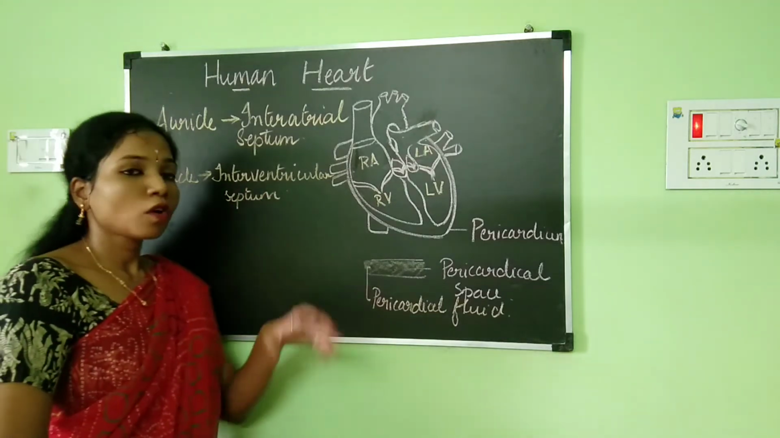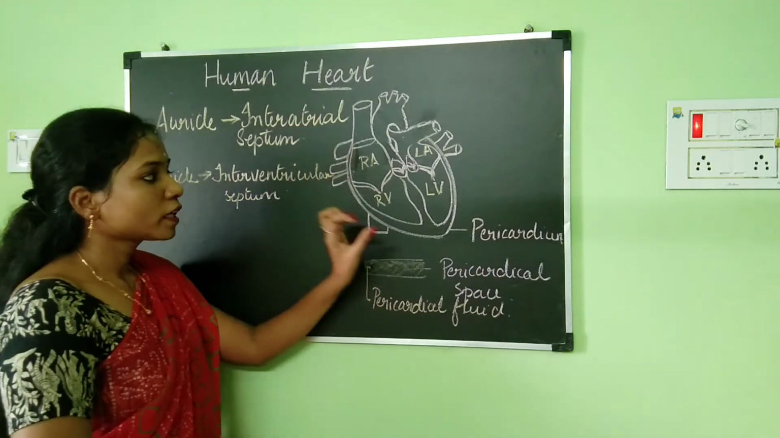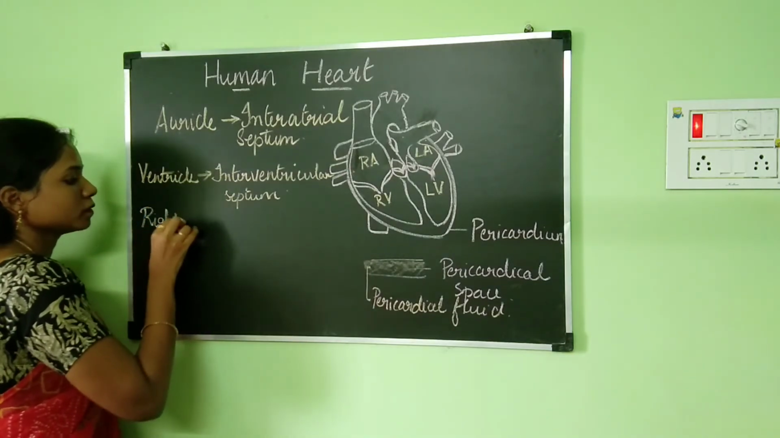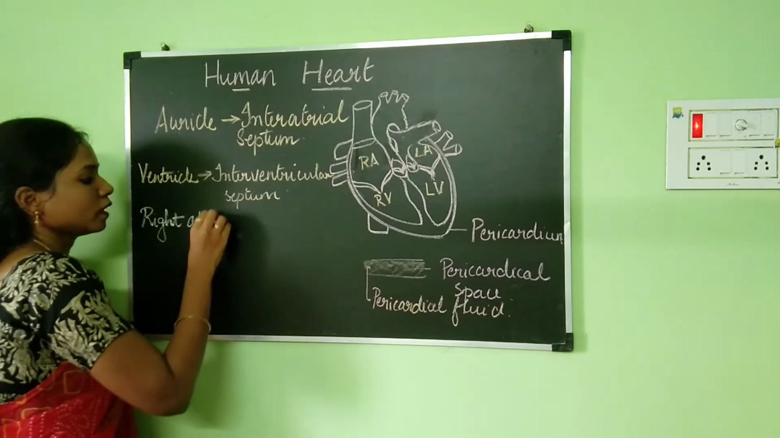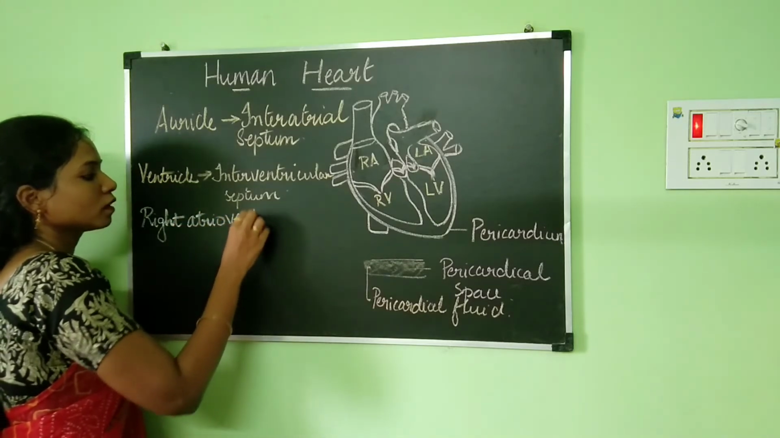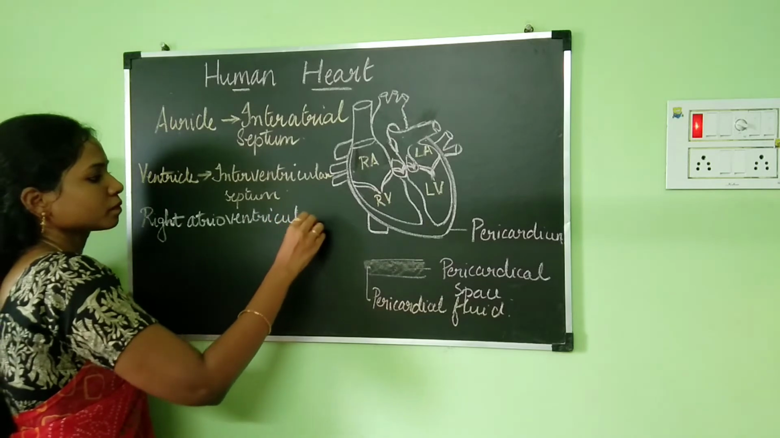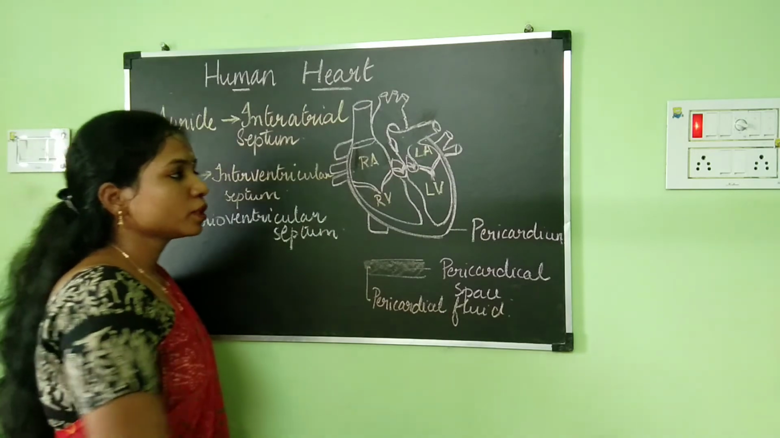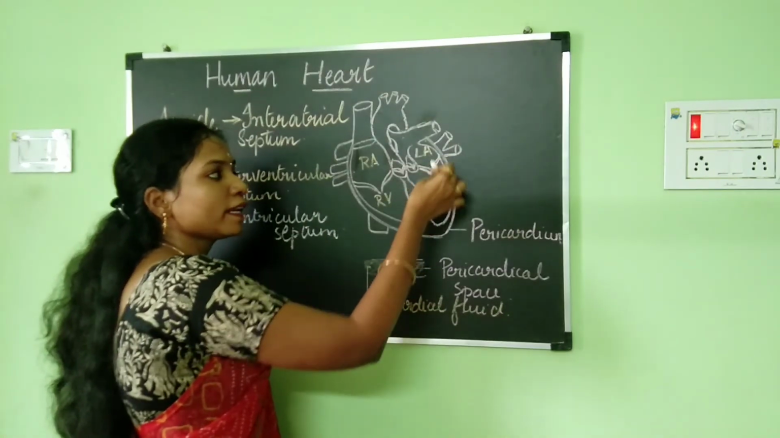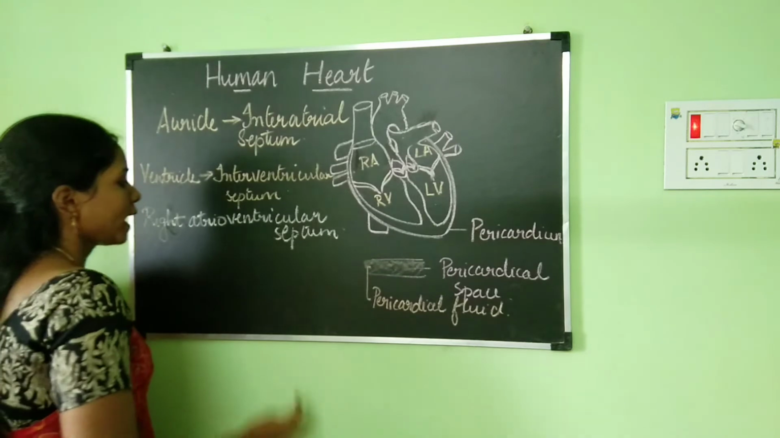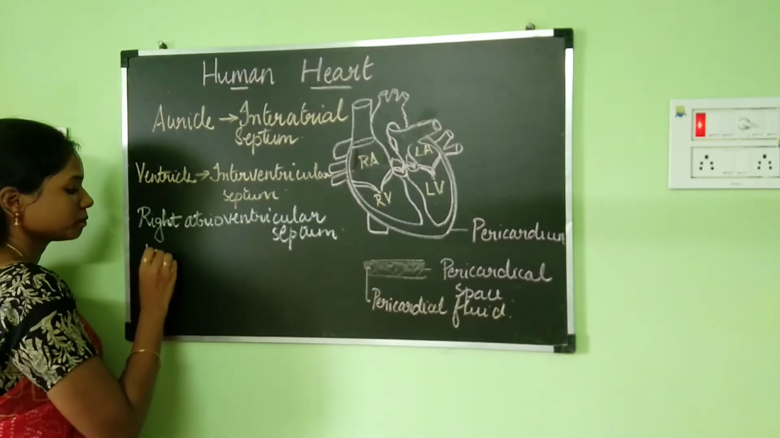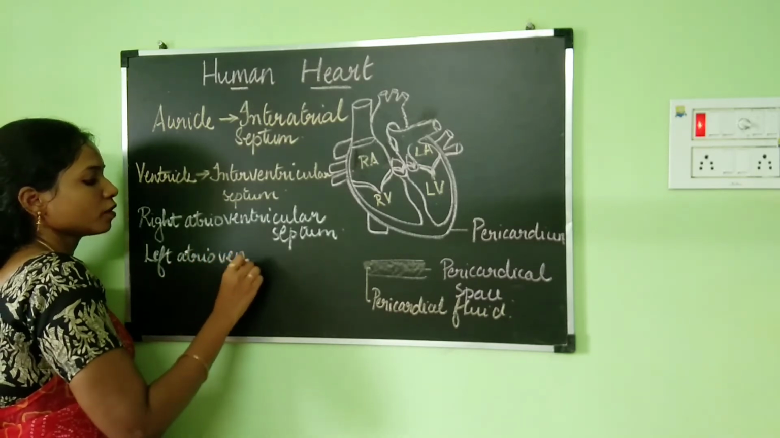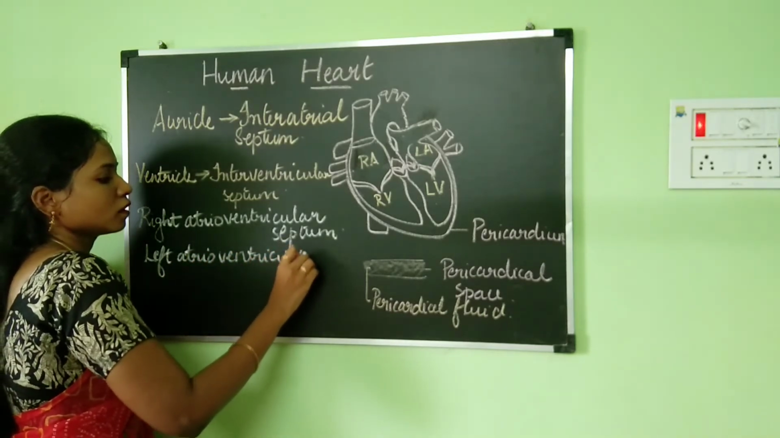Okay. Now there is also a septum between the right auricle and the right ventricle. It's called the right atrioventricular septum. Similarly, there is a septum present in between the left auricle and the left ventricle, and this septum is known as the left atrioventricular septum.